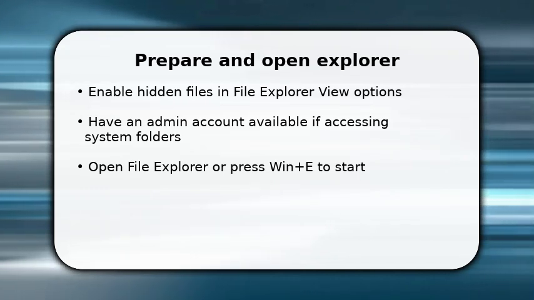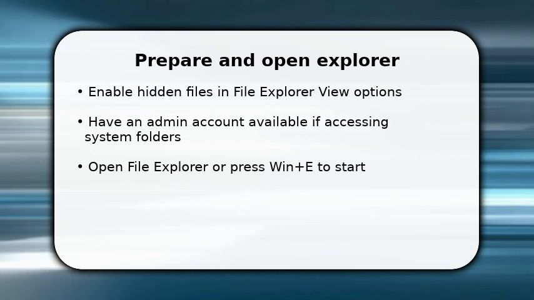You start by enabling hidden items and making sure you have an account with permission to view system folders. This prevents access errors. Once done, open File Explorer or press Win plus E to begin navigating.